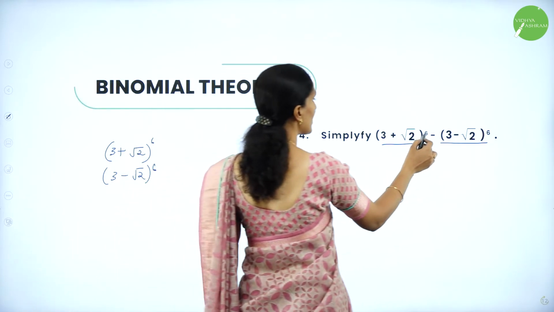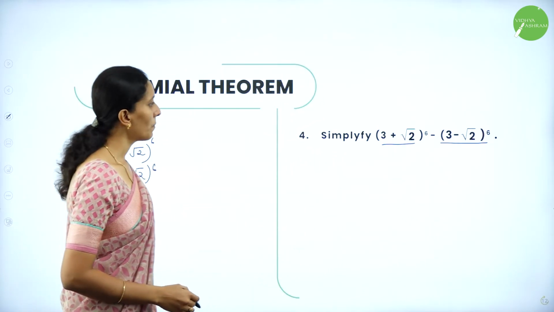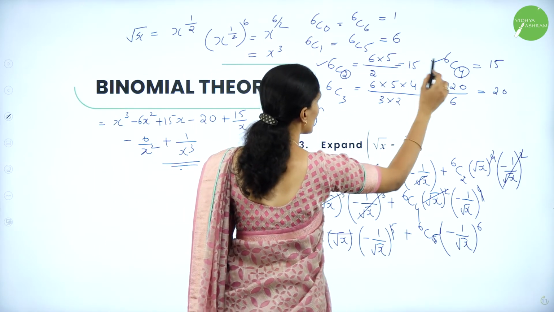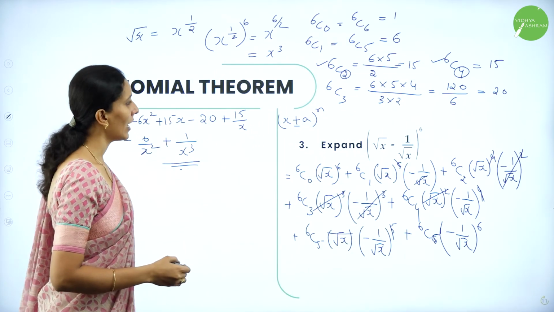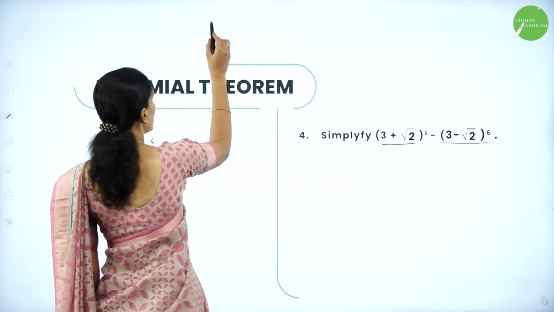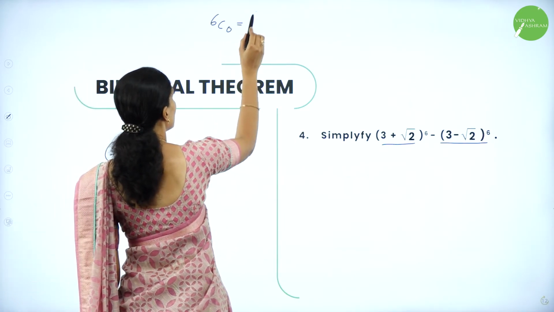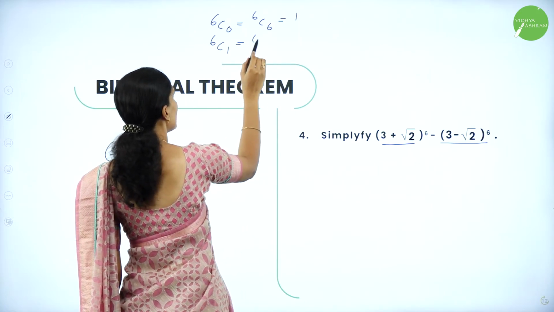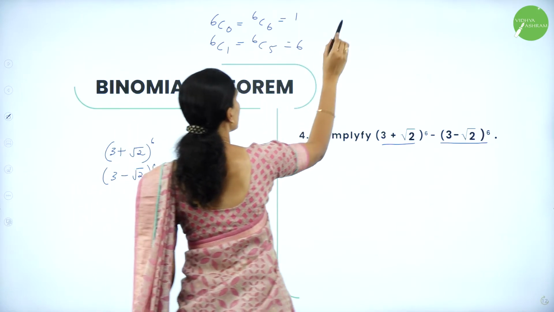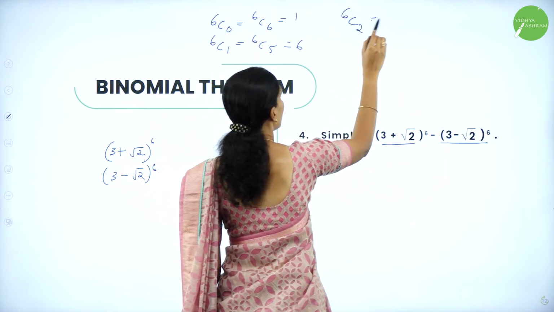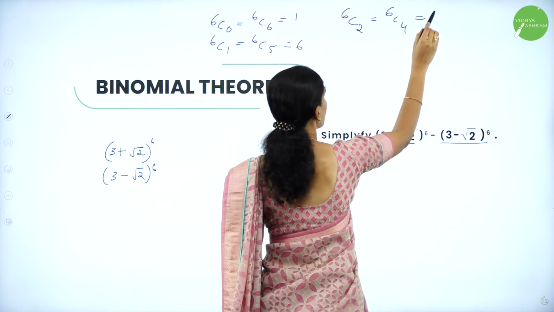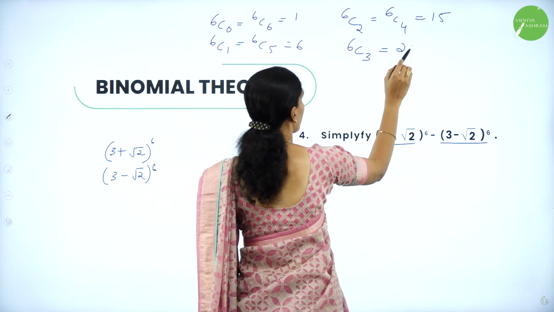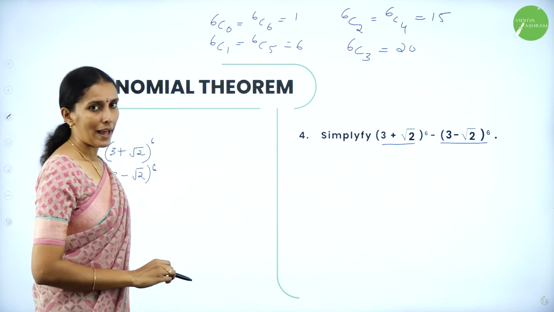So before going, since it is 6, we have previously learned the values for 6C0, 6C1, 6C2, 6C3. I'll just write it here again. So 6C0, 6C6 is 1. 6C1, 6C5 is 6. 6C2 and 6C4 is 15. 6C3 is 20. So these are the values I got.